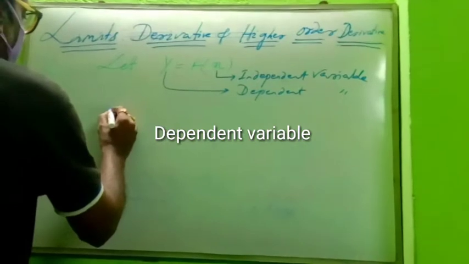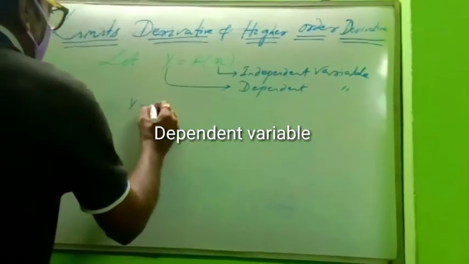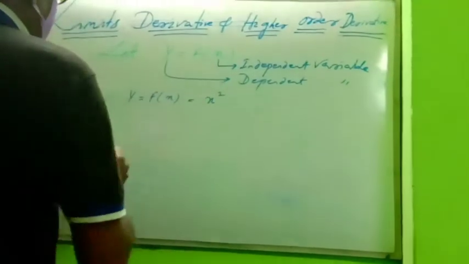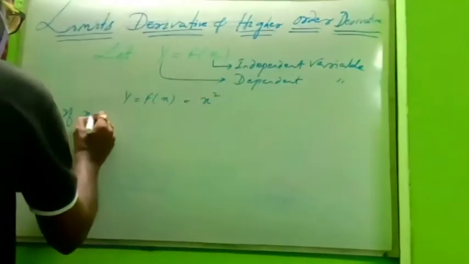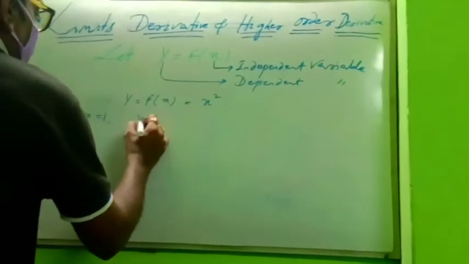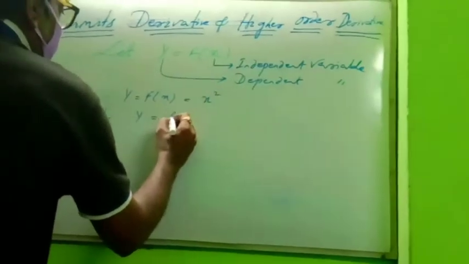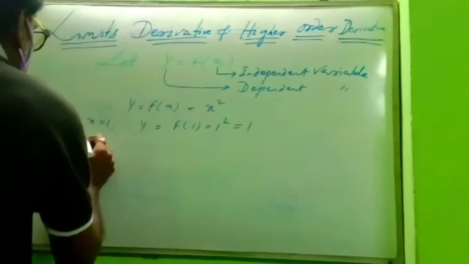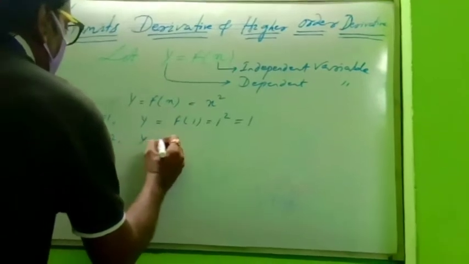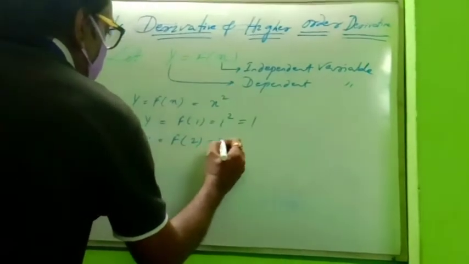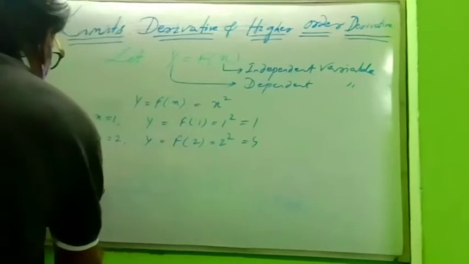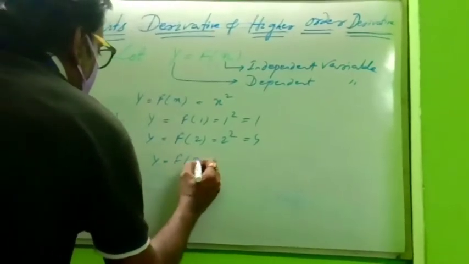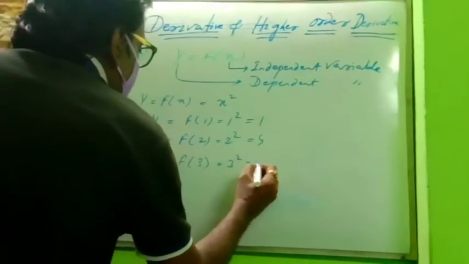Suppose y is equal to f of x. Suppose you take this as x square. If x is equal to 1, then what is the value of y? That will be f of 1, which is equal to 1 whole square, that is equal to 1. And if x is equal to 2, then y will be how much? That is f of 2, which is equal to 2 whole square, that is 4. If x is equal to 3, then y will be how much? That is f of 3, which is equal to 3 whole square, that is 9.